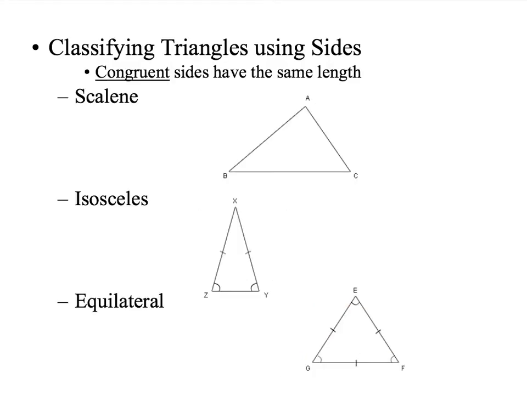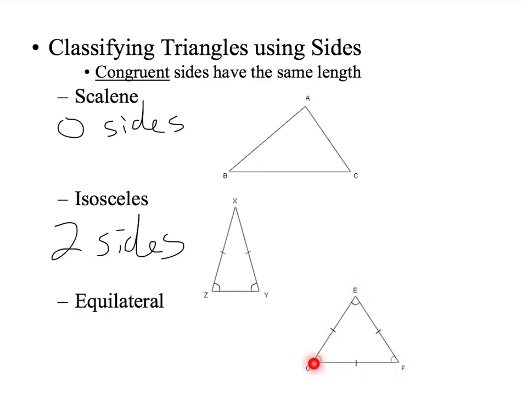Next, we look at classifying triangles using sides. By the way, congruent sides have the same exact length. First, we look at a scalene triangle. A scalene triangle has 0 congruent sides. Not one of these sides is equal to each other. An isosceles has 2 sides that are congruent. And an equilateral, obviously as it says equa, has 3 sides that are congruent.